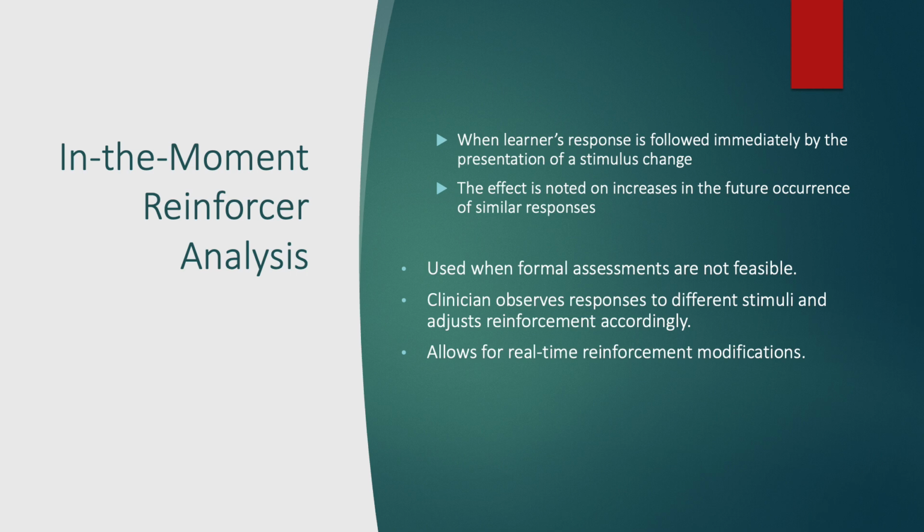If you see that the item is functioning to increase their behavior, well, then you continue to use that item. If you see that they're getting satiated on a particular item, then you might move to a different reinforcer and so on. You're just making changes based off of what you can see in the moment. That's why it's called the in-the-moment reinforcer analysis. And I would say that this is what's done most often in our field in clinical practice. Now, in research, then you will see these more formal assessments being conducted.